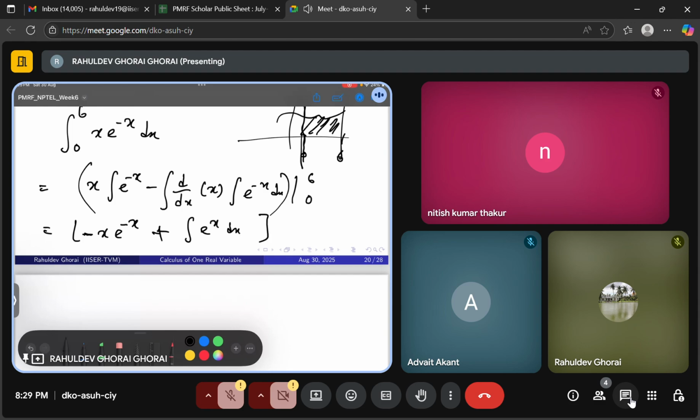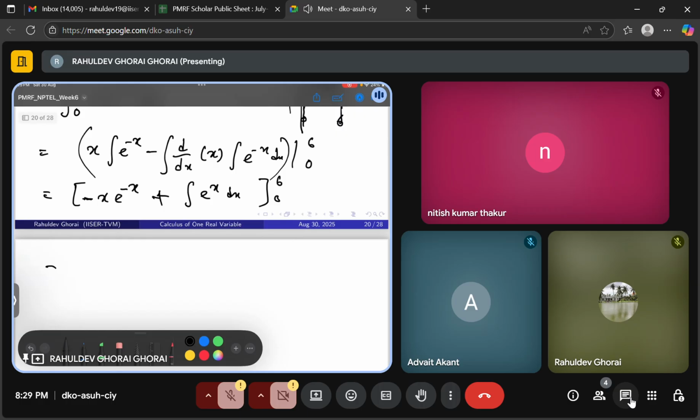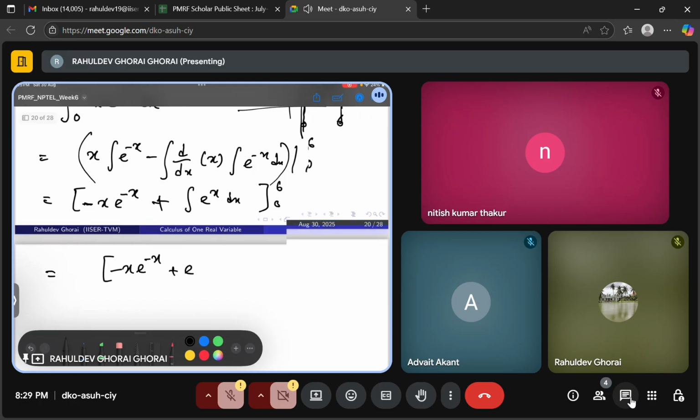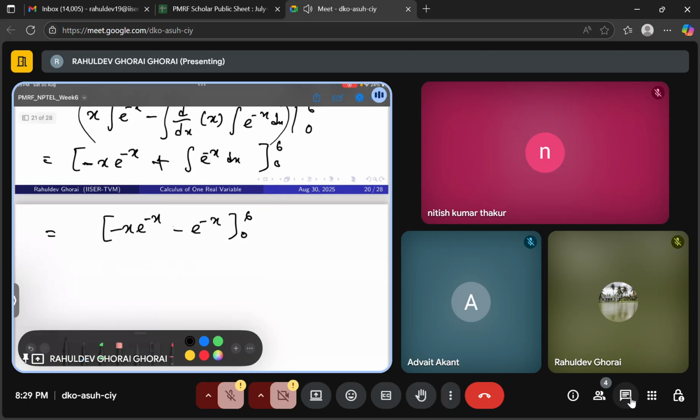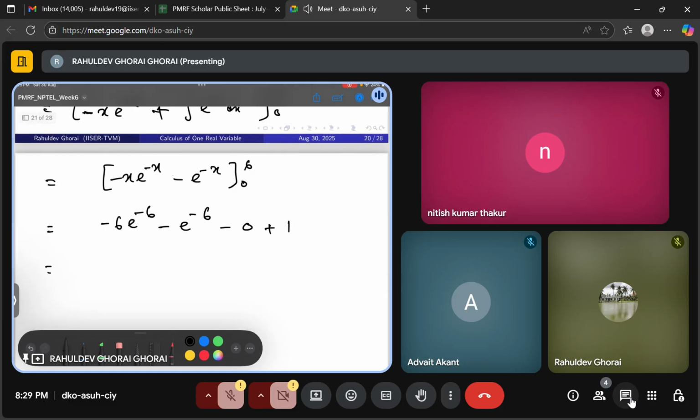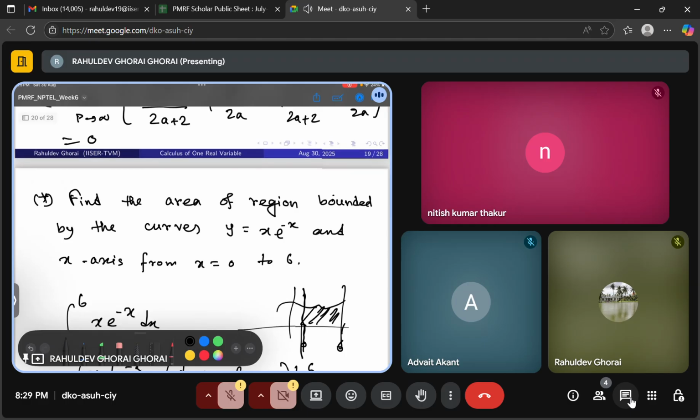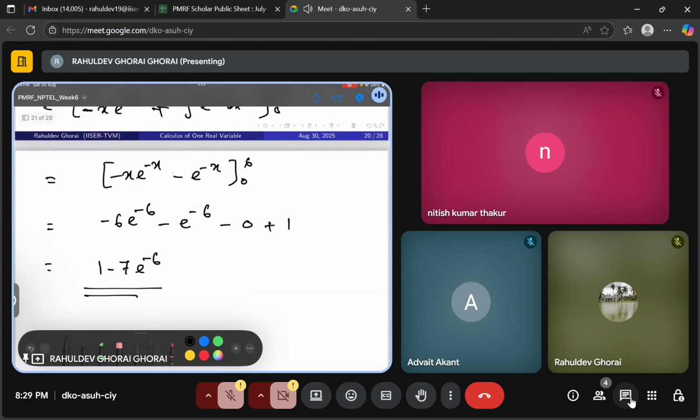That whole thing is from 0 to 6, and that is equal to minus x e to the power minus x plus e to the power, sorry, it's minus x, so this will be again minus of e to the power minus x, from 0 to 6. So that is nothing but minus 6 e to the power minus 6 minus e to the power minus 6, minus 0 plus 1. So that will be equal to 1 minus 7 times e to the power minus 6. That is the area of the curve between x equal to 0 to 6.